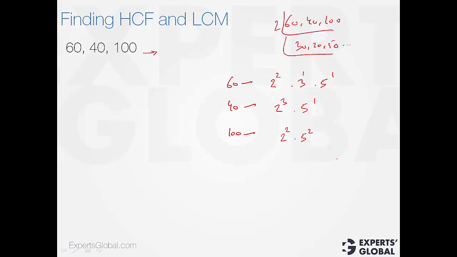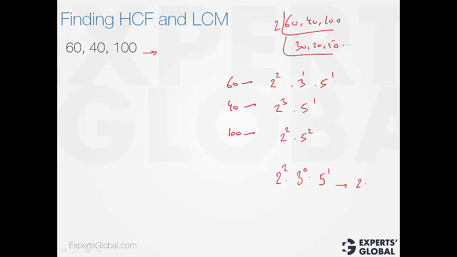For finding out the highest common factor, you just have to see what is the power that is common everywhere. So the highest power of 2 that is common everywhere is 2. So HCF would have 2 raised to power 2. Highest power of 3 that is common everywhere, no, there's no 3 here. So there would be no 3 involved here. Highest power of 5 common everywhere is 1. So HCF is going to be 4 into 5, 20.